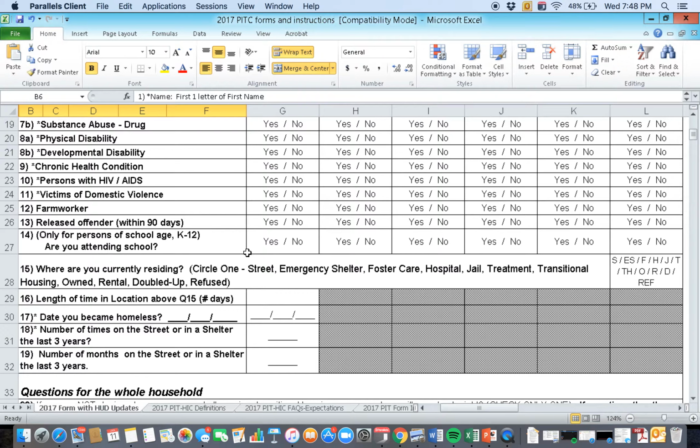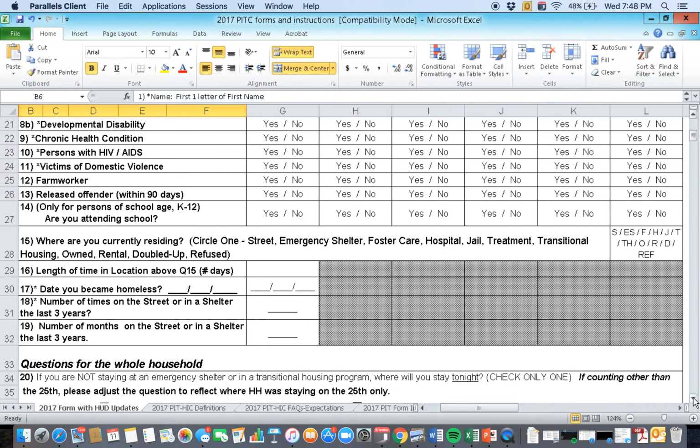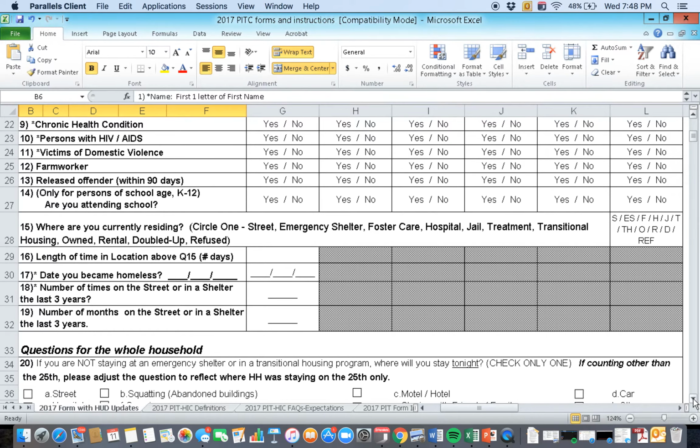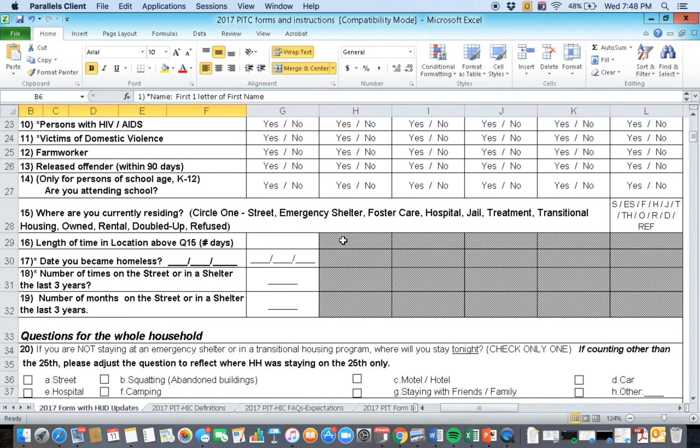or no. So if they are 16 and they should be in high school or an alt ed program, yes or no. And then question 15, where are you currently residing? There are the following options: street, emergency shelter, foster care, hospital, jail, treatment, transitional housing, owned, rental, doubled up, or refused. And then question 16 is the length of time they have been in the location above in question 15. So if I have been in an emergency shelter for the last 15 days, I would put 15 days.